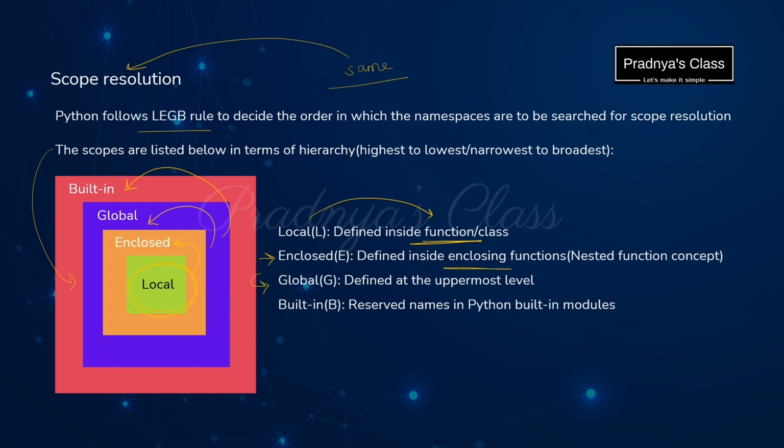Followed by global, which is at the uppermost level, means throughout the program it works. Finally, we have B, means built-in, reserved names in the built-in modules, means the variables which we have created in the module. For now, we will consider only two, local and global. So, priority will be given to the local variables than to the global variables.